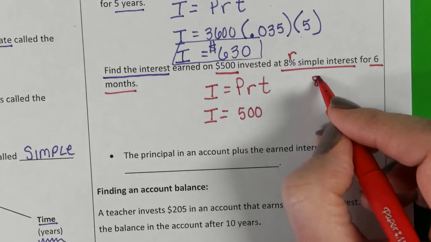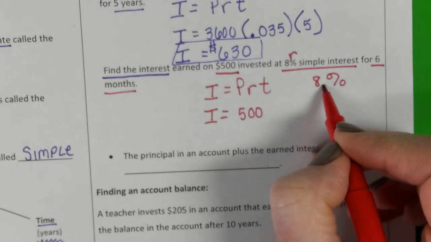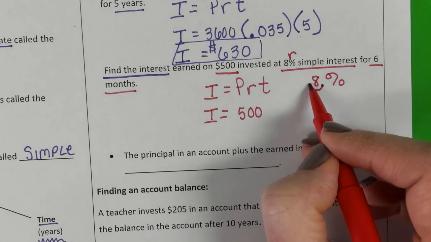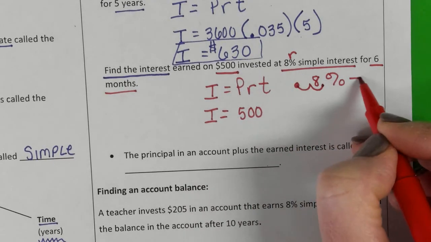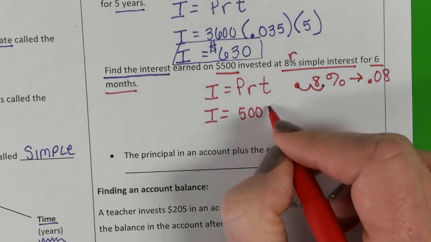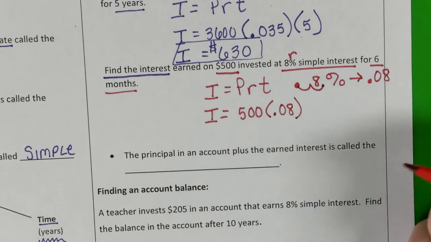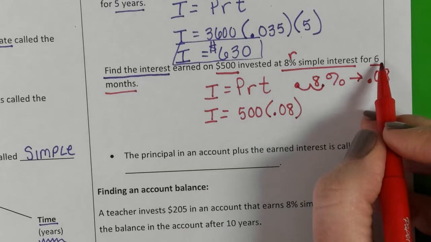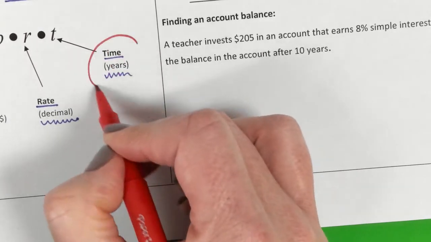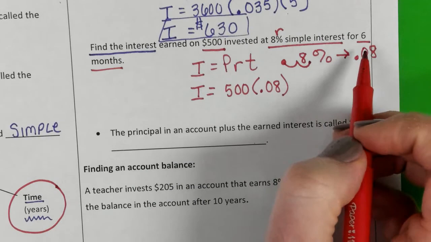Now remember, we have to take 8% and change it to a decimal. Here's the current decimal, and I'm going to move it 2 places to the left. So in a decimal, that would be 0.08. So times 0.08. And then our time, notice, says 6 months. But over here, we said that time has to be in years. Okay, so think about that.